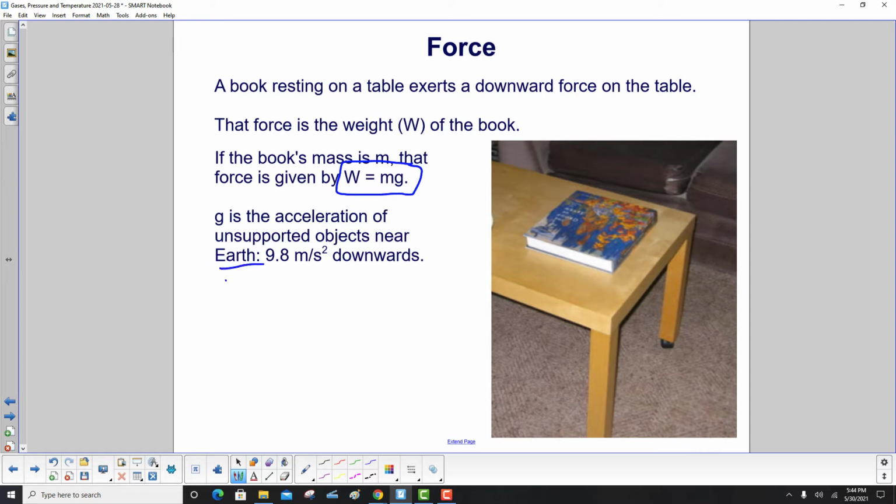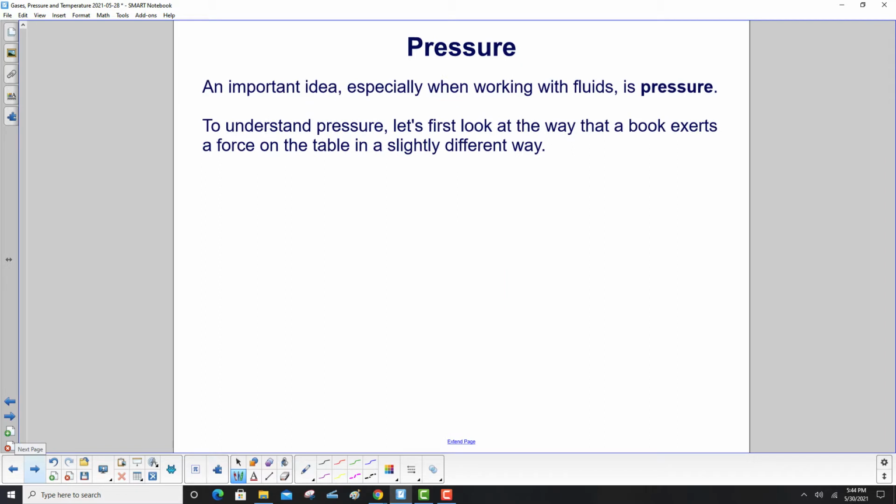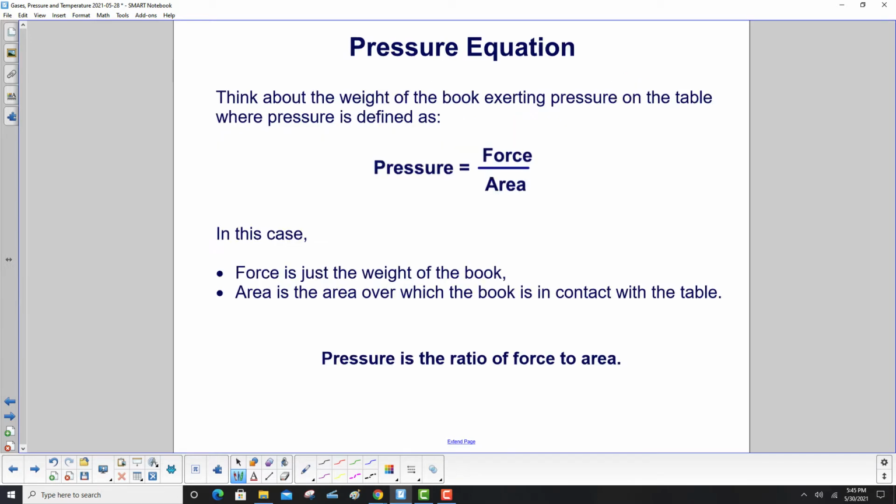And notice, you capitalize Earth, but if you put the word "the" in front of Earth, then you use earth with a lowercase e. An important idea, especially when working with fluids, is pressure. To understand pressure, let's first look at the way that a book exerts a force on the table in a slightly different way.